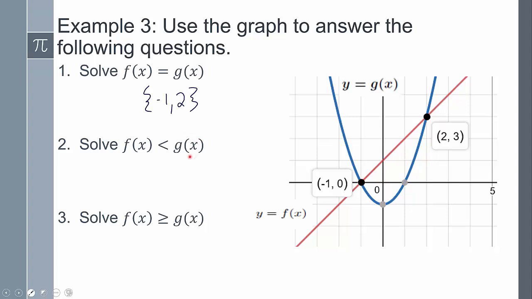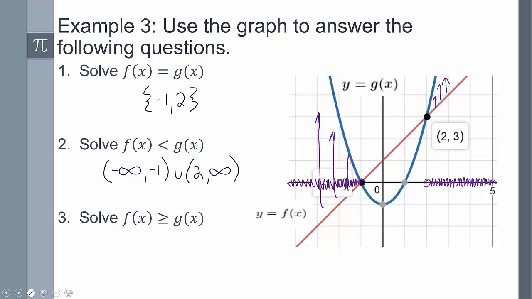Where is my g function higher than my f function? Well, my g function's the blue, my f is the red. So my g function's higher here, and over here, it's higher. And so that's going to be from -infinity to 0, open circle, because there's no equal to, open circle again at 2, and it goes on to infinity.